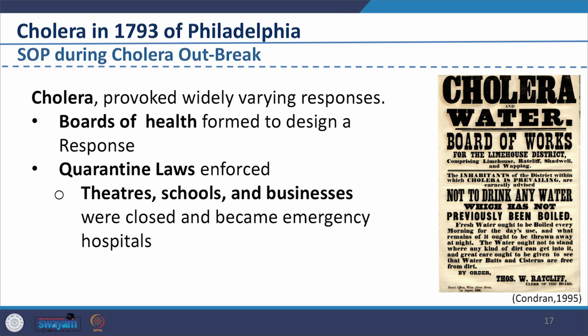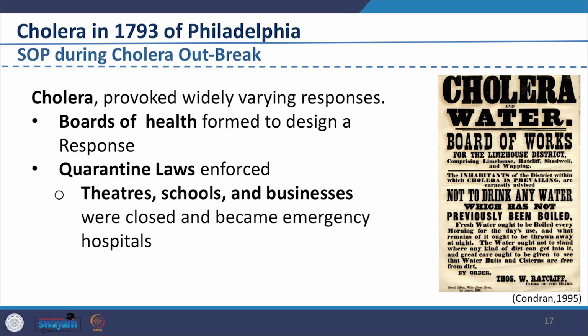Boards of health were quickly formed to design a response in many cities, and quarantine laws that had been largely neglected were speedily, if informally, enforced. Theaters, schools, and businesses were closed and in some cases became emergency hospitals to accommodate the sick poor people. In at least one example, in Chester, Pennsylvania, in 1832, infected persons were reported to have been murdered.